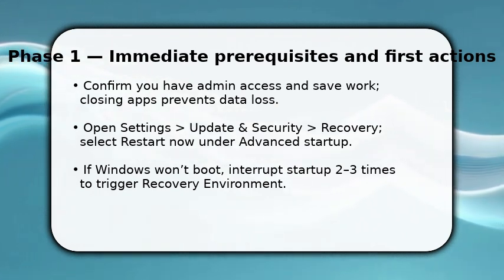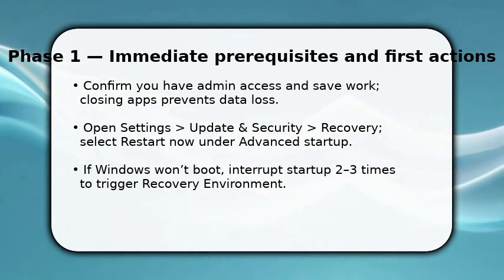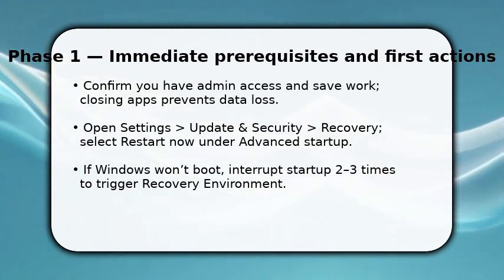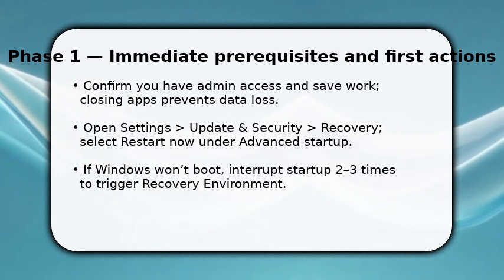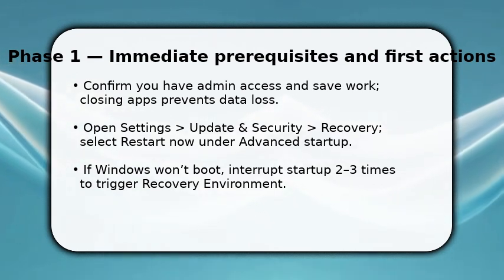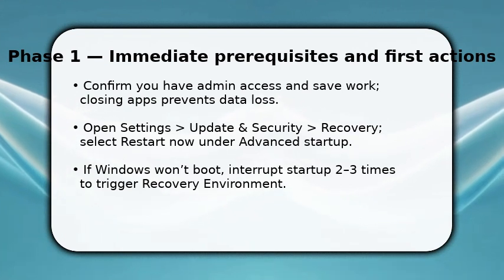If Windows won't boot, force a shutdown during the Windows logo 2 or 3 times to trigger the recovery environment. Once done, the system will reboot into a blue options screen. Make sure to follow the prompts for advanced options next.